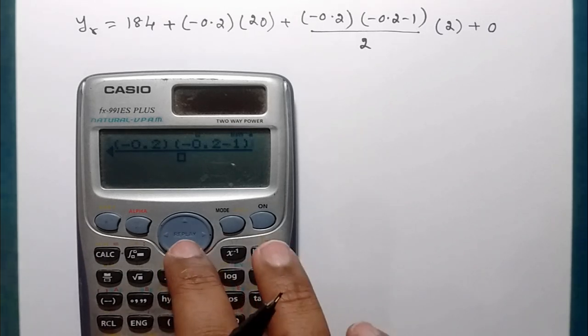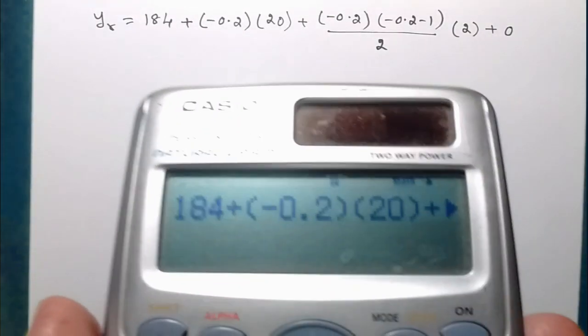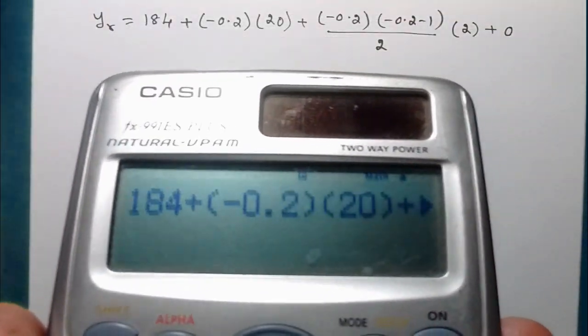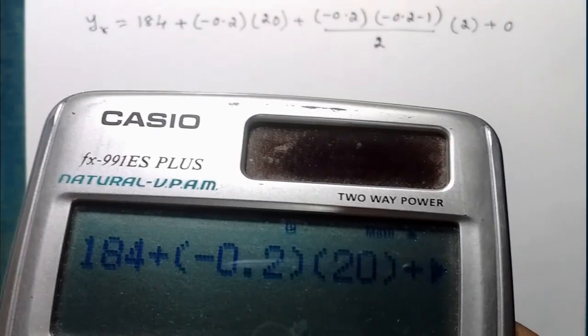It is divided by 2. Divided by 2. Into how much? Into 2. So you can just check it. I hope you can see it. Alright, the first value is 184. Right, 184.